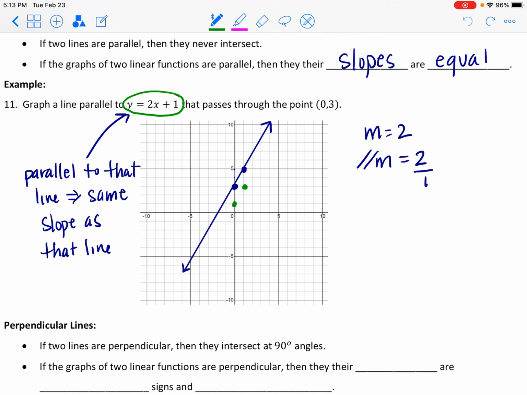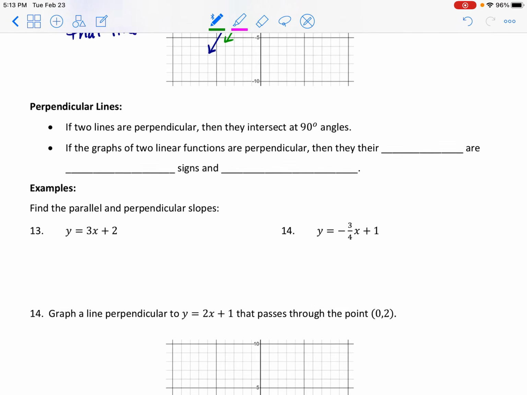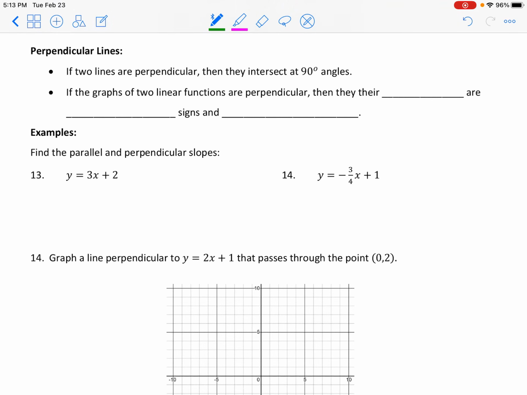A parallel line, okay? It's a little harder to draw than I thought. These are squishy together. Okay, so the blue one is the actual parallel line. The green one is the one that we started with, but you can see that those two lines are parallel, okay? Now, if they're perpendicular, what does that mean?